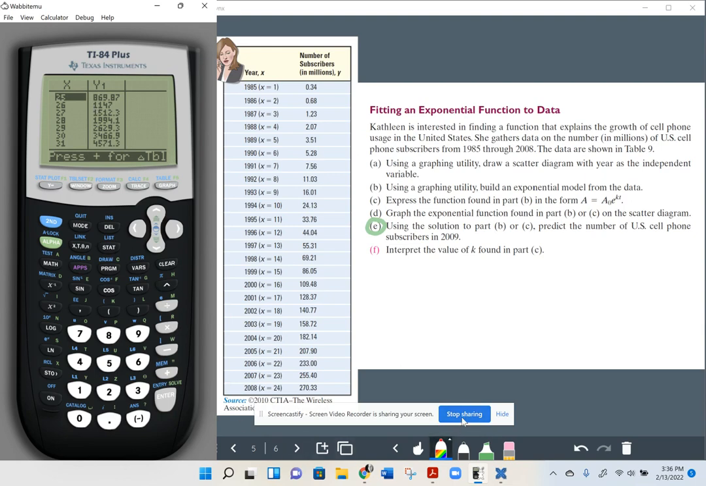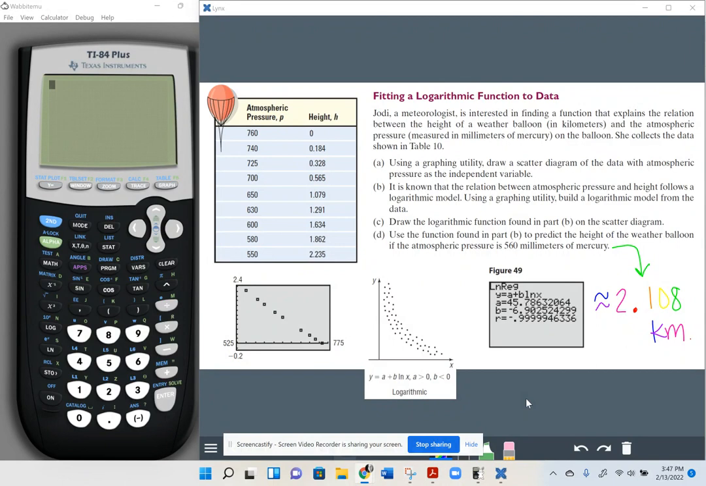Wow. And now let's look at a second example. So let's say our other friend, Jody, who's a meteorologist, is interested in finding a function that explains the relation between the height of a weather balloon in kilometers from the ground and the atmospheric pressure, which is measured in millimeters of mercury on the balloon, whatever that means. She collects the data as we see here.